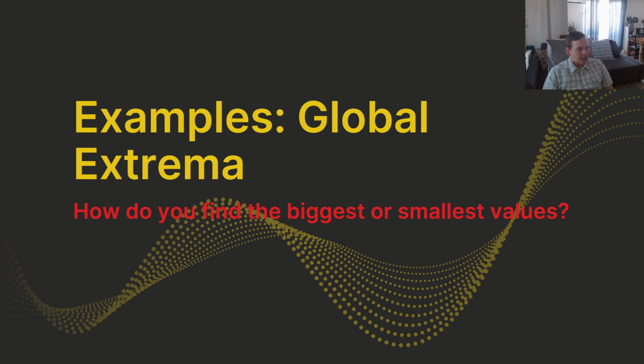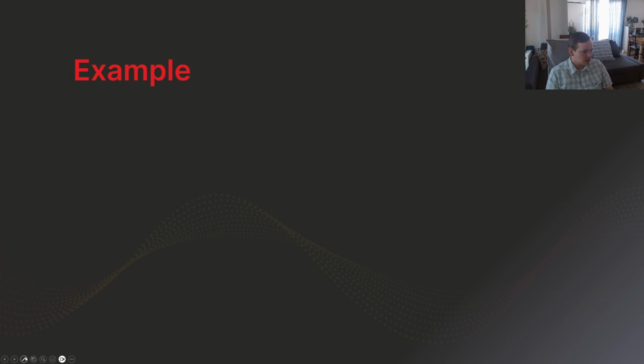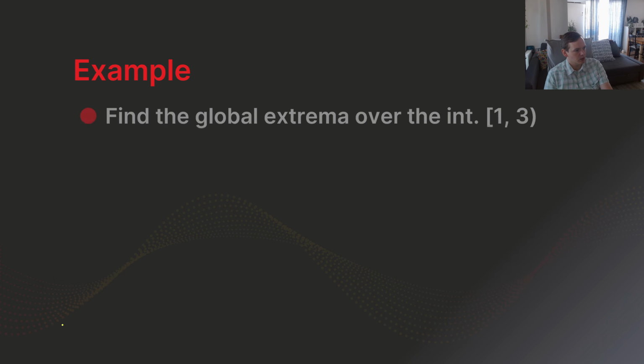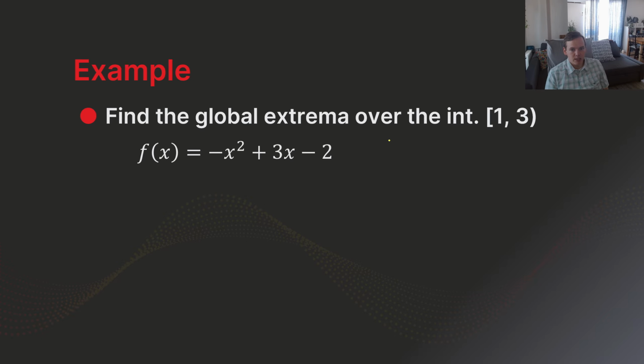Let's take a look at an example of calculating global extrema, and that'll hopefully bring things into focus for you. So we're finding the global extrema over the interval 1 is less than or equal to x is less than 3. You'll notice it's closed on the left, open on the right. The first thing we need to do is consider our endpoints. We know those are two places that might be our absolute extrema. So let's calculate those endpoints.